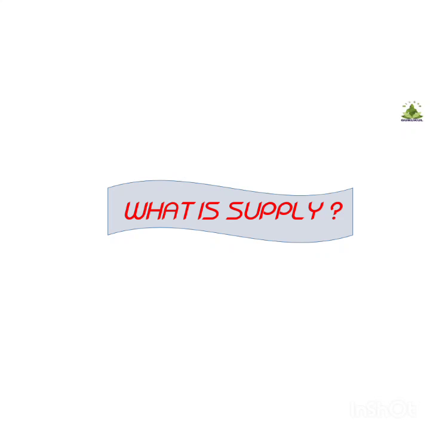Let's see now what is supply. Supply is a fundamental economic concept that describes the total amount of specific goods and services that is available to the consumer. Supply can relate to the amount available at a specific price or across a range. Now, children, we have seen about demand and supply as it is related to trade.